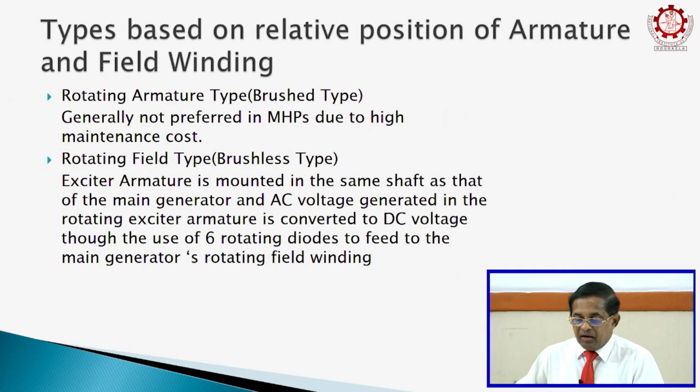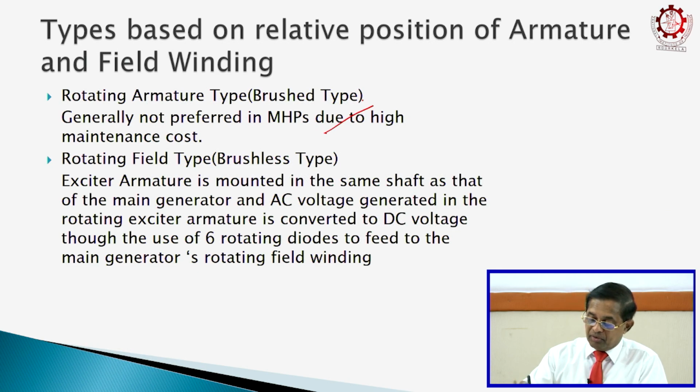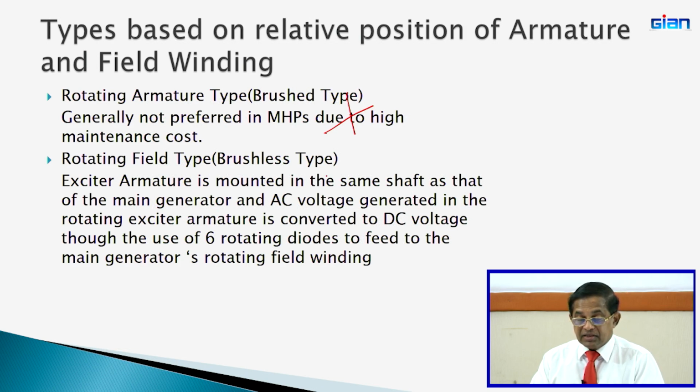And depending upon the way the field winding is provided with electricity, they are brush type and brushless. Brushless is the most common now, right. Rotating armature type, brush type is generally not preferred in mini hydropower due to high maintenance cost. So, although they are technically possible, they are not used. Rotating field type, brushless type is the one that we are now using.